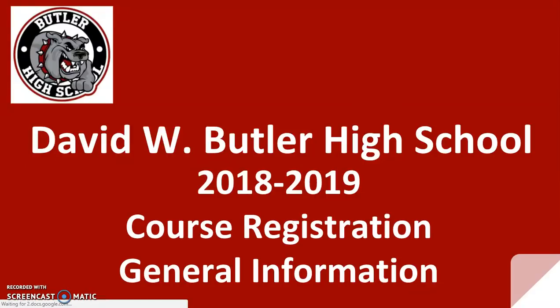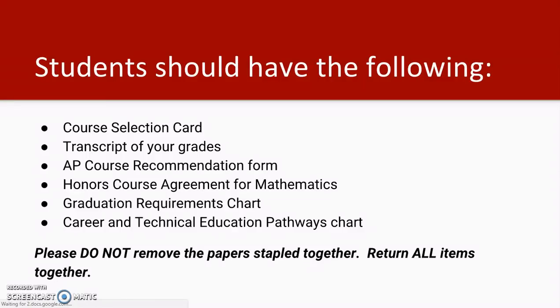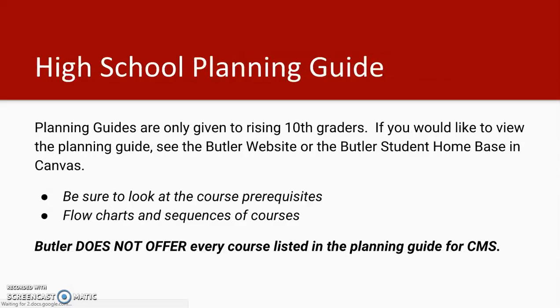Today, your homeroom teacher will give you the following materials: a course selection card, a transcript of your grades, an AP course recommendation form, an honors course agreement for mathematics, a graduation requirements chart, and a career and technical education career pathways chart. Please do not remove any part of the papers that have been stapled to your course selection card. In particular, the transcript has to remain stapled to the card so that counselors can access it during your one-on-one meeting. High school planning guides will only be given to rising 10th graders, but the planning guides are available online through a link on Butler's website.